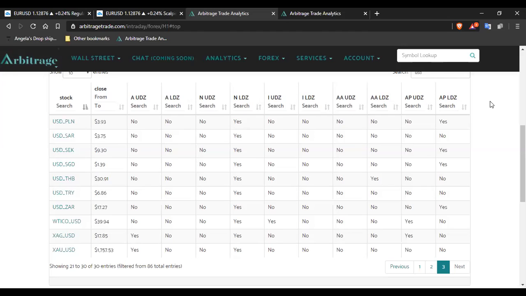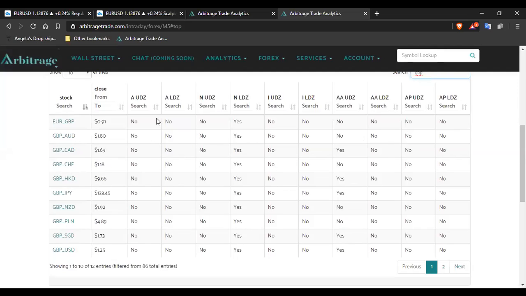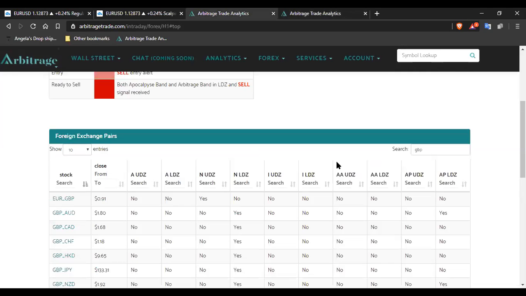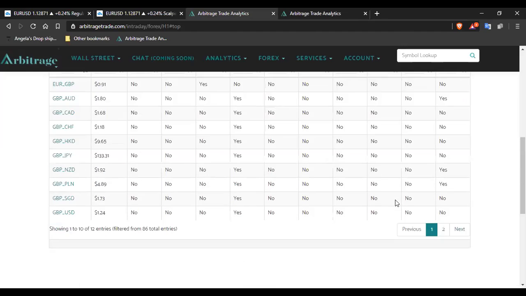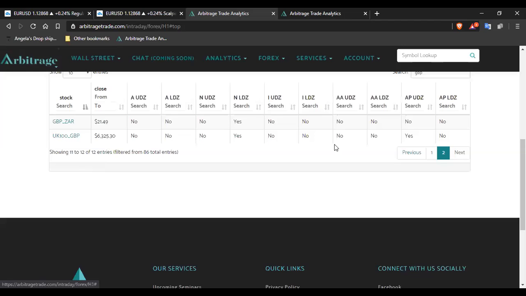All right, let's go on to GBP pairs. Go on to the 5-minute chart first. Let's take a look. All right, so look at the apocalypse first. So no. Next page. No. All right. Most likely it's the same thing on the arbitrage side. No. Next page. We have another no. All right, so that's that.